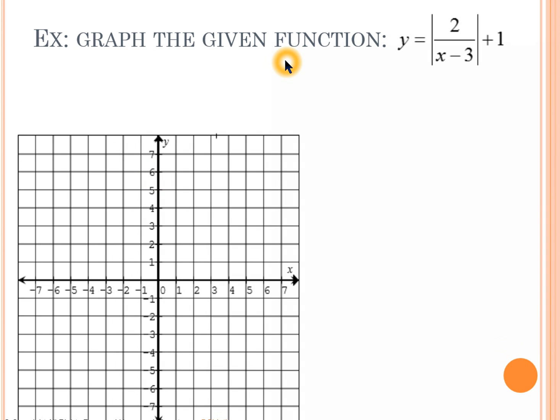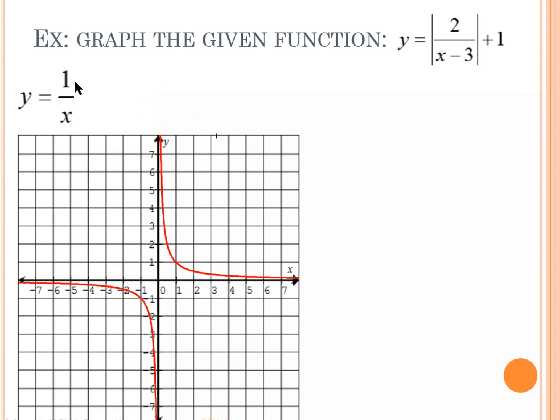Graph the given function y equals the absolute value of 2 divided by x minus 3, plus 1. All right, so when we graph something like this, we can break this down into a few steps. So I can graph the function y equals 1 divided by x, which is the basic reciprocal function from grade 11 math. So let's just graph that.